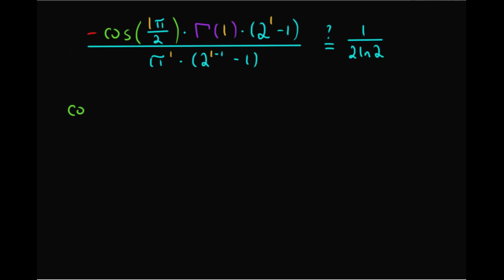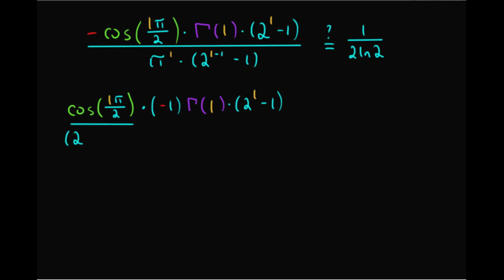So I just want to rearrange the terms a little bit here. It'll make it clearer what's going on. First I'll write cosine 1 pi over 2, and then for that negative sign, I'll just put a negative 1 in the product there, and then this is going to multiply gamma of 1 times (2 to the first minus 1). And this will all be over, here I'll switch the order of the terms, (2 to the first minus 1) times pi to the first. And so we want to see if this expression equals 1 over 2 log 2.